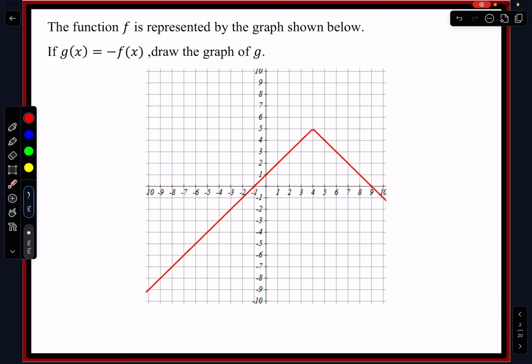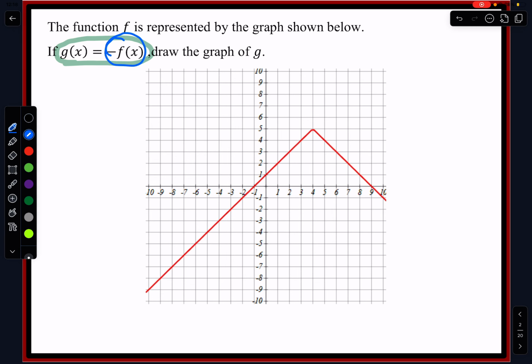So we'll begin by first defining and see what it says. We have that the function f is represented by the graph shown below. So this red graph here is f, and we want to draw the graph of g, where g is defined as negative f of x. So we need to know what this means.